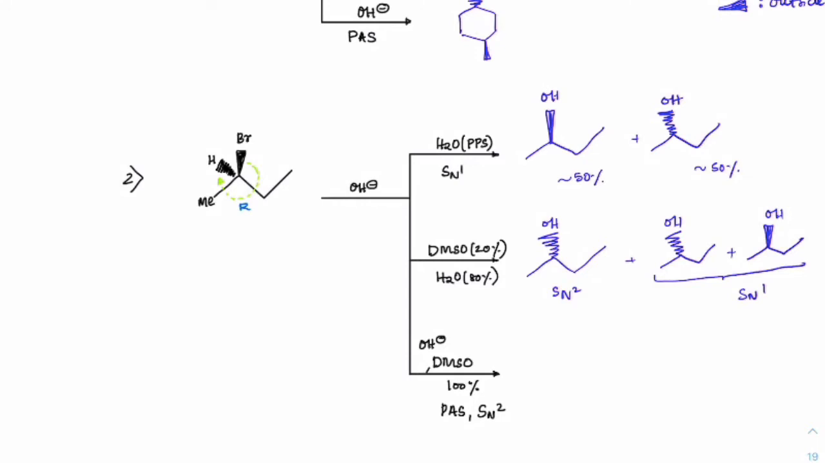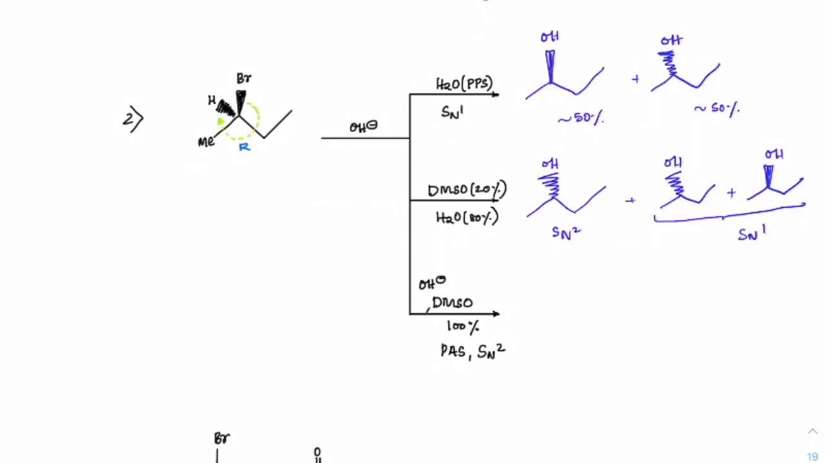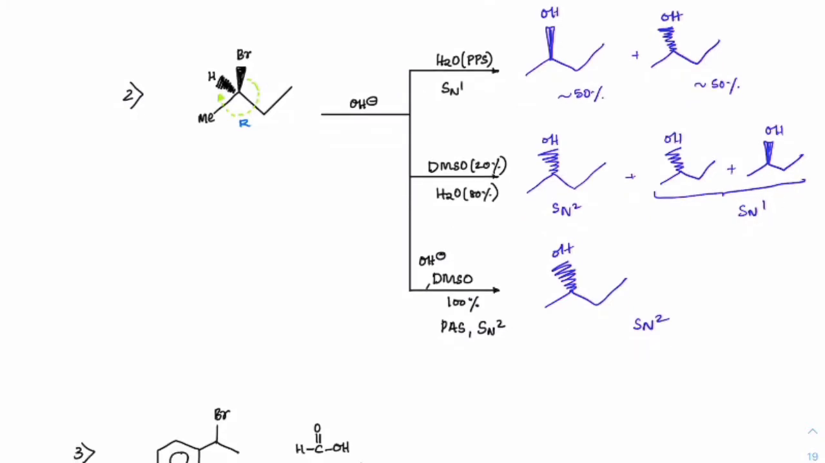Important point to note, at the secondary position, if you are treating with this 80% water and 20% DMSO solvent, then both SN1 and SN2 can be favored and inversion would be more. If we have 100% DMSO, that means this is the only solvent, and then OH minus is the nucleophile which you are adding, complete inversion will take place, and we can see only the OH product by SN2. Note that.